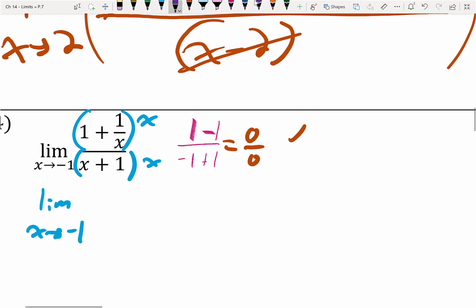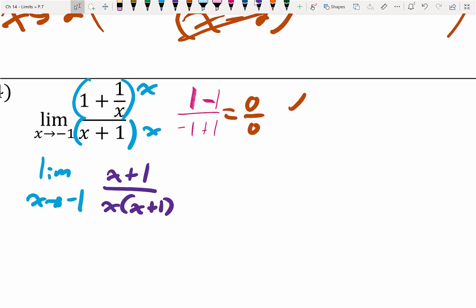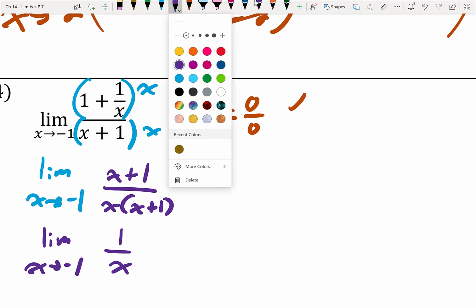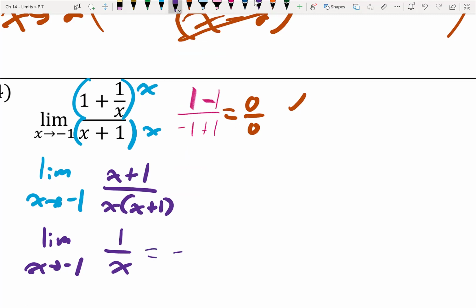In the numerator, this is going to become x plus 1. In the denominator, do not distribute that. That's not the point. Just make it x times x plus 1. And that one act of doing that has made your x plus 1s cancel, and you get the limit as x approaches negative 1 of 1 over x. And the limit as x approaches negative 1 of 1 over x is negative 1.